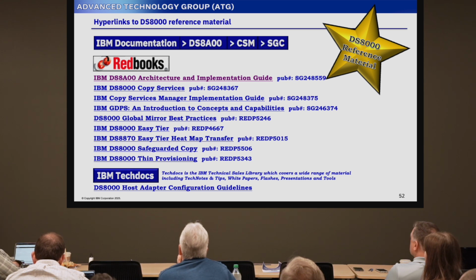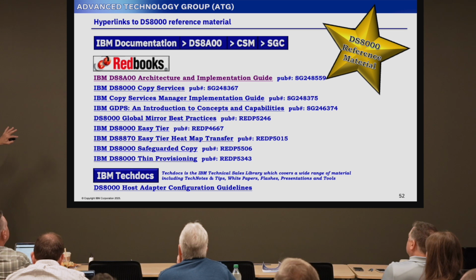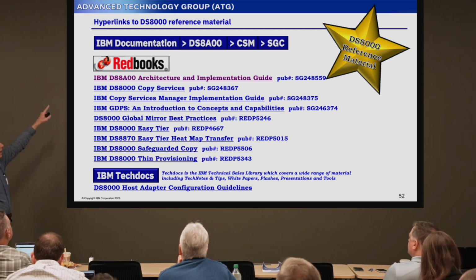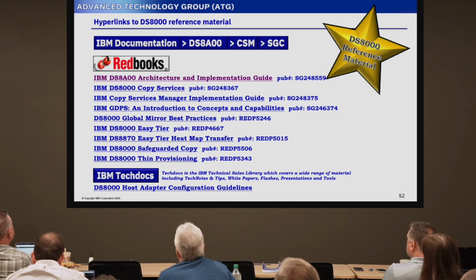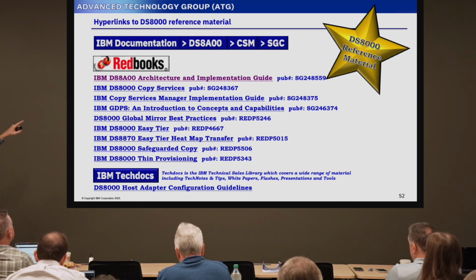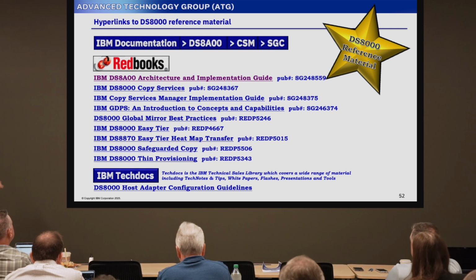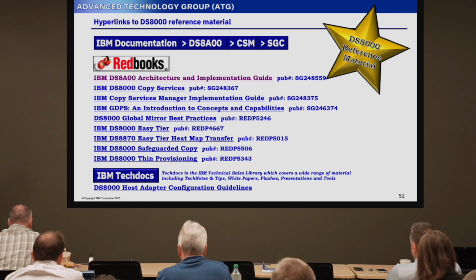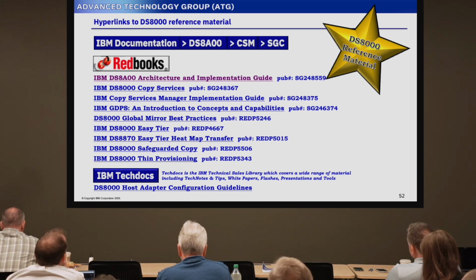All right? You'll see on many of our decks, we'll have a reference material slide. These are all active hyperlinks. That blue bar is actually 4. If you click on the blue bar on the left on IBM Documentation, you can go in there and search on anything you want. If you click on DS8A, it'll take you right there. For CSM, it'll take you to the current 6.3.14, I believe. Or if you want to click on Safeguarded Copy, that's within CSM for 6.3.14. You click on the Redbooks logo, it'll take you into Redbooks. You can look for anything you want.